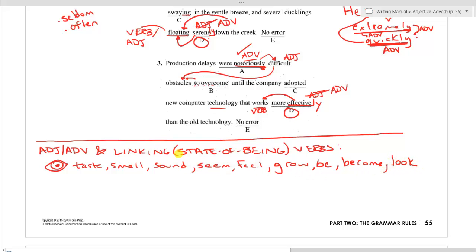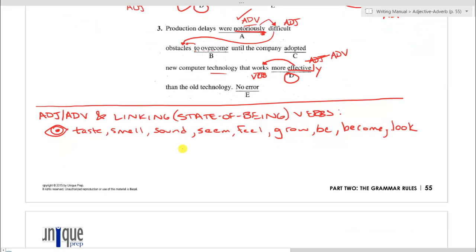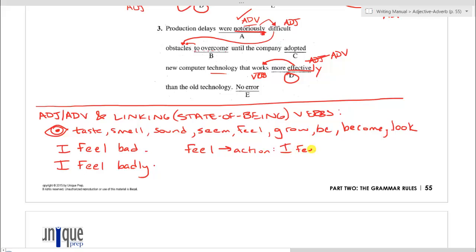So here's the deal with these verbs. Students actually find themselves in this situation where they say, I feel bad, and they wonder if they're supposed to be saying, I feel badly. Now, here's the deal with the verb feel. The verb feel can actually be an action. For instance, if you say, I feel the concrete. I don't know why you would go around feeling concrete. It's a little weird, but whatever.